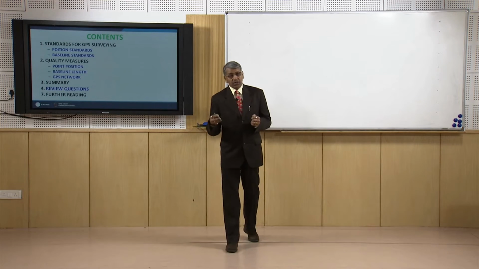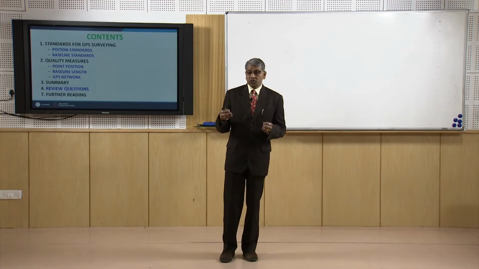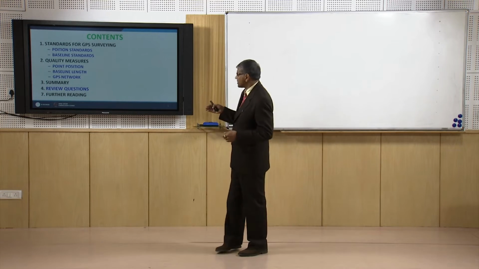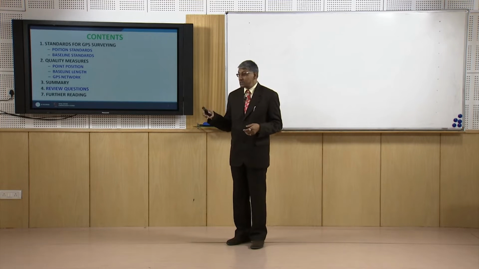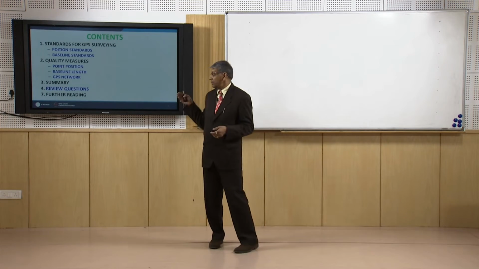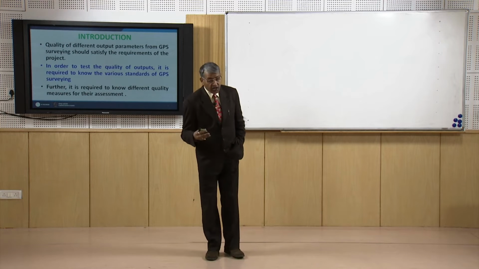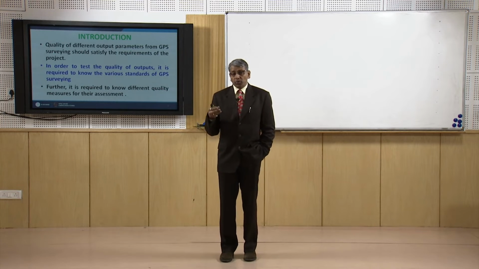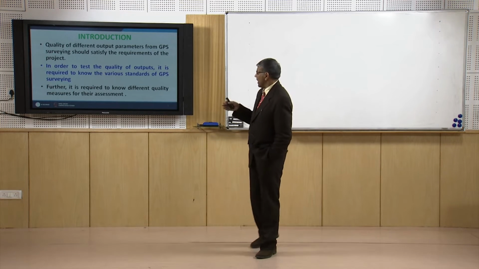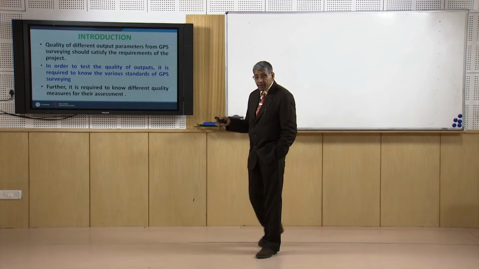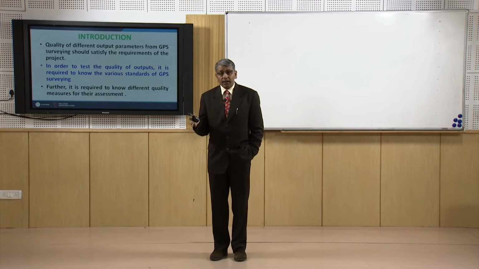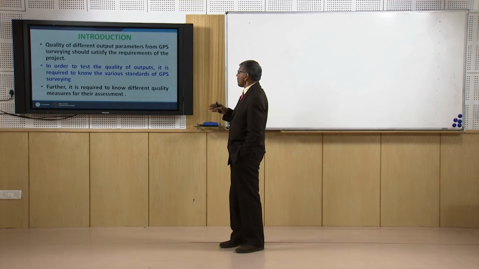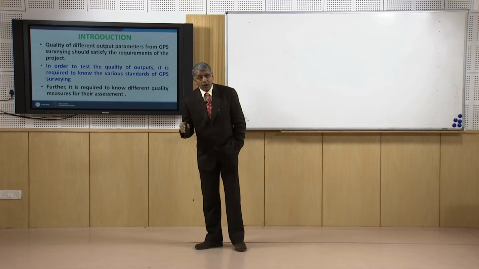So, to test we need to have some measures. So, in the second head, quality measures and defining quality measures for point, baseline length and GPS network will be discussed. In GPS surveying, generally we want to get the position of a point, the length of a baseline and subsequently the GPS network. All those things should satisfy the requirement of the project.